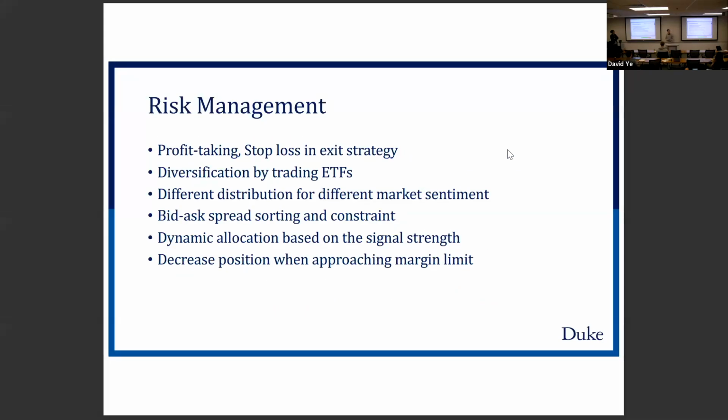As I mentioned, our risk management strategies were baked into every corner of our whole strategy. For exiting, we have profit taking and stop loss, and we do diversification by selecting ETFs from different sectors, and we have different distributions for different market sentiments. We have bid-ask spread sorting and constraint, and we have dynamic allocation to prevent you from betting a lot when the signal is weak. Besides those, we also built a mechanism so that when we approach the margin limit, we will increase our position by 10%.